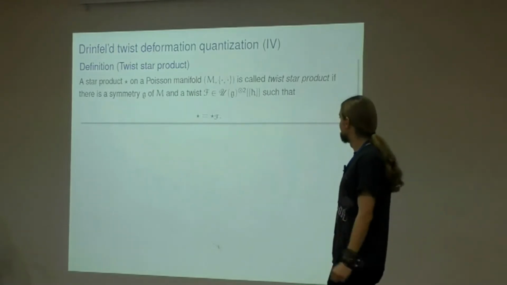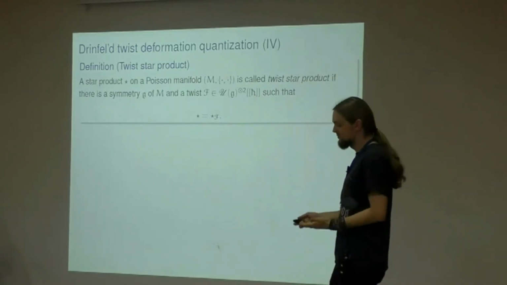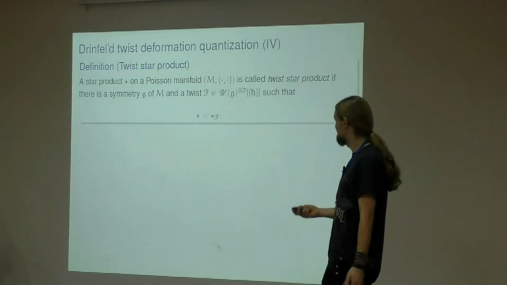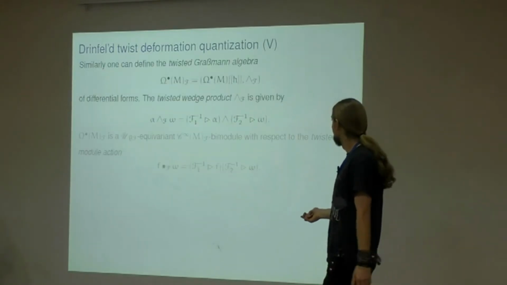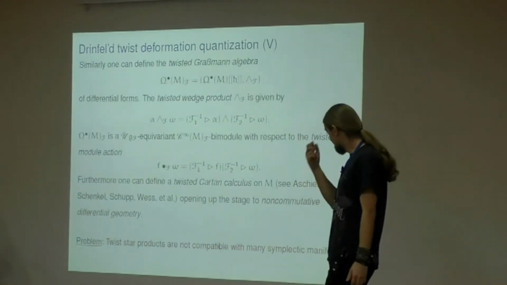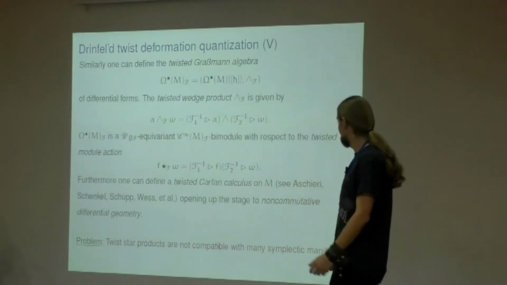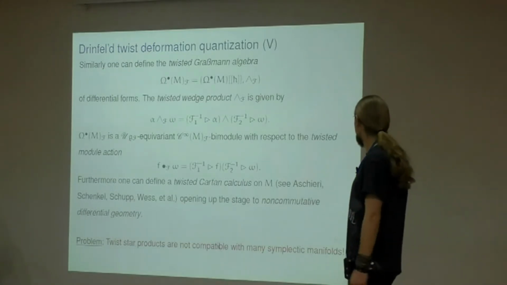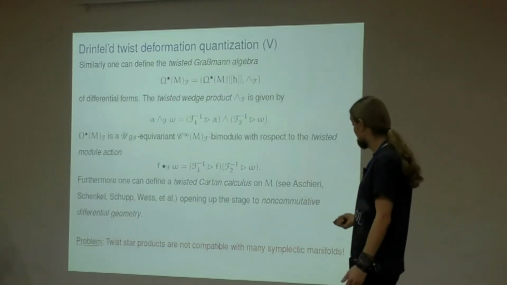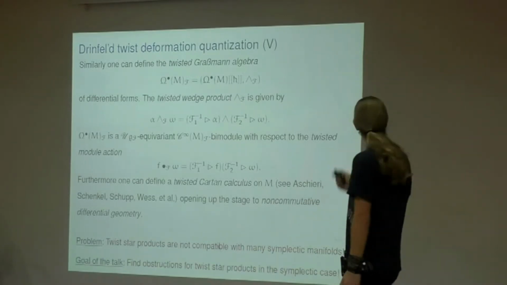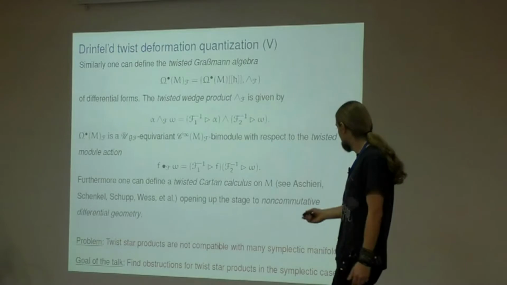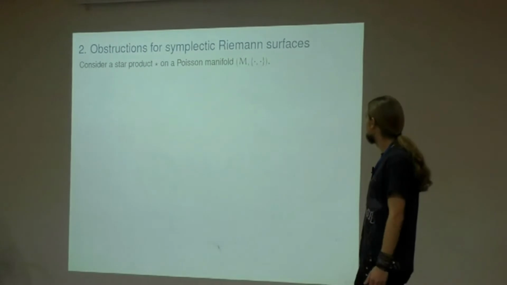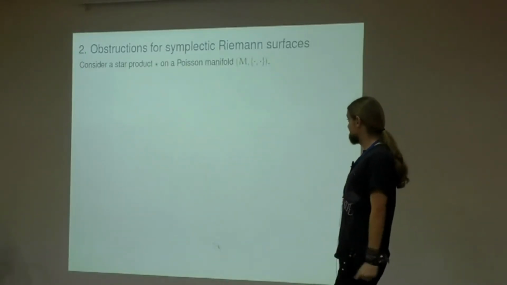So it was not really clear how to prove this, even if it should be true that there are star products which are not twist. And what I'm telling you is actually we could do it, and the thing is that twist star products are not working well with many symplectic manifolds. And so in the rest of the talk, I still have some time, I want to tell you in which cases I cannot find a twist star product. Okay, so let's start with the second part.